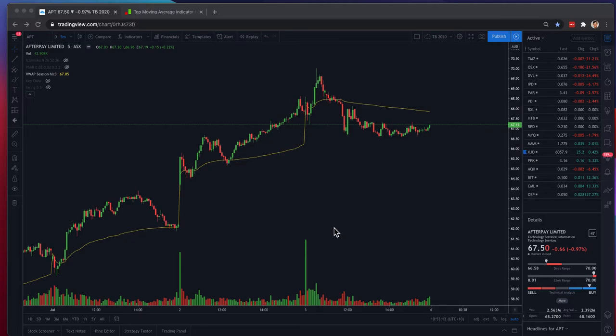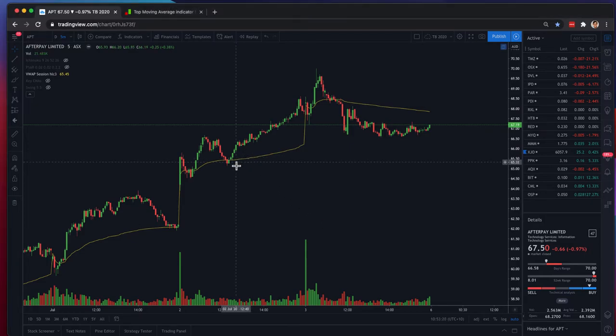Today we're going to be taking a look at the VWAP indicator, also known as volume weighted average price. Now, it's in the name. It's the average price of the share traded in that session. So you'll notice here on the Afterpay chart, and we're looking at the yellow line here, you notice how it jumps up at the start of a new day, right? So it's always going to change itself to suit that day.